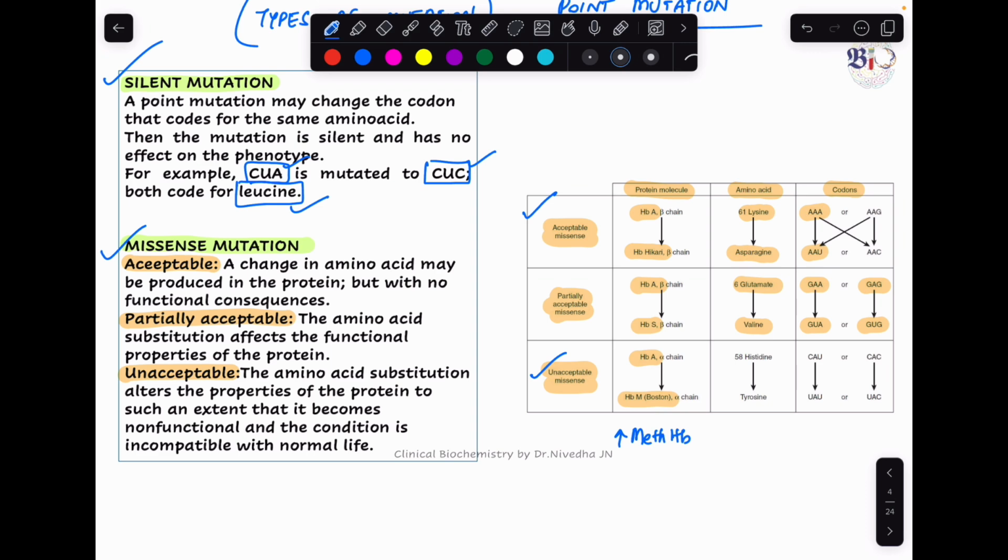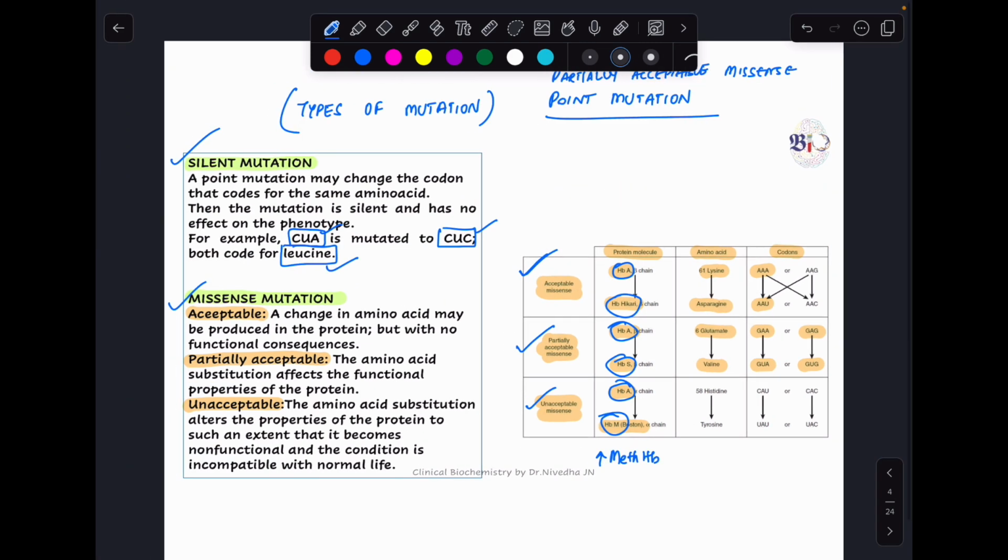For missense mutation you have 3 types. Acceptable missense, in which HbA to Hb Hikari, it's okay, it doesn't affect the patient's life. Partially acceptable is also something you can handle, HbA to HbS. Unacceptable is when the protein becomes dysfunctional or incompatible with life. So with HbM there is more of methemoglobinemia, which cannot be treated that much. It's full of symptoms. Alright, this is missense mutation.